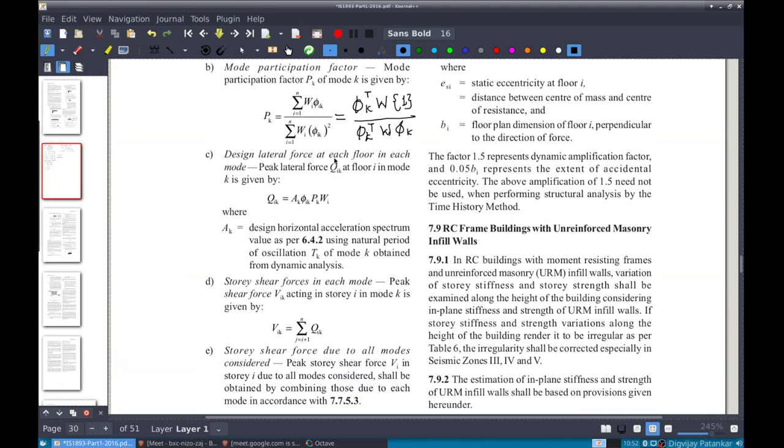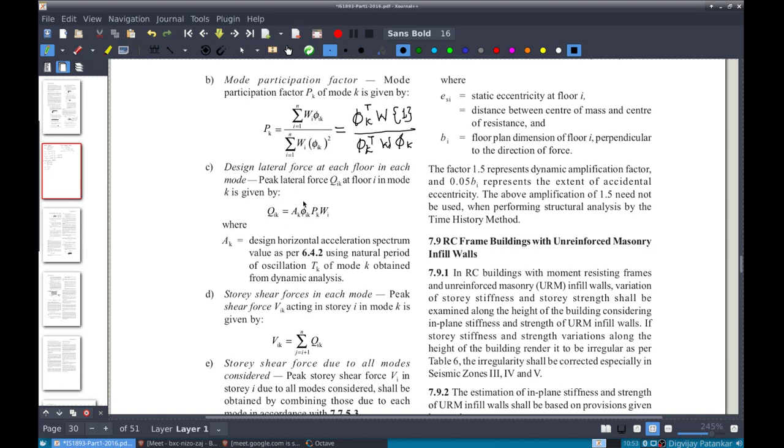Now design lateral force at each floor in each mode. So peak lateral force Qik at floor i in mode k is given by this expression, Qik = Ak φik Pk Wi. Here Ak is nothing but the design horizontal acceleration spectrum value, that is Ah, that we know how to find out, that I explained in the equivalent static method as well. So this Ah we have to find out. Pk is already found out, phi is known and Wi's are known. So therefore let us use this now. First find out Ah values.